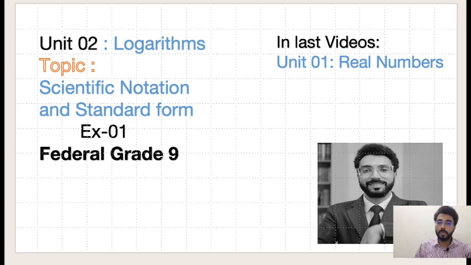Complete unit number 1, real numbers. So let's start unit number 2, logarithm. And today's topic is scientific notation and standard form or notation. So let's start exercise number 1.